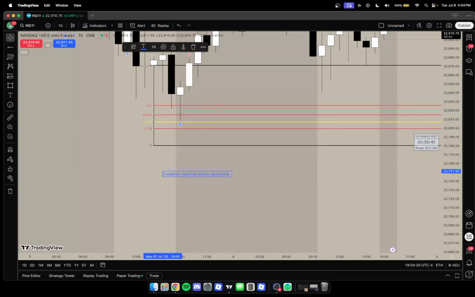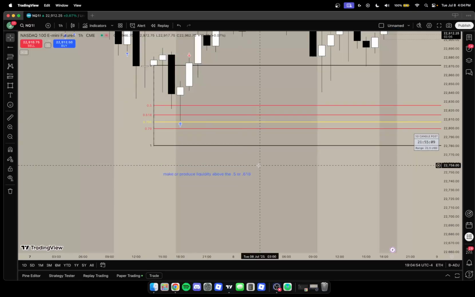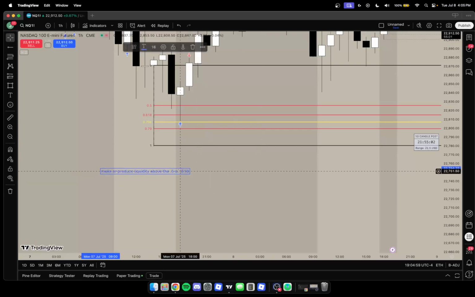Now we are going to wait for it to make or produce liquidity above the 0.5 or 0.618. And I'll get more in depth into this, and I'll be explaining this, right? And this is just based off of what I've noticed in the market. So let's get into it.